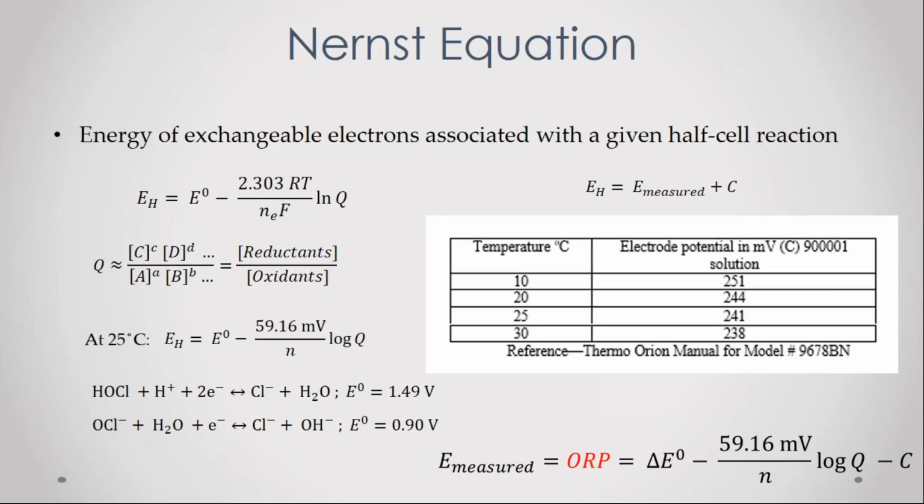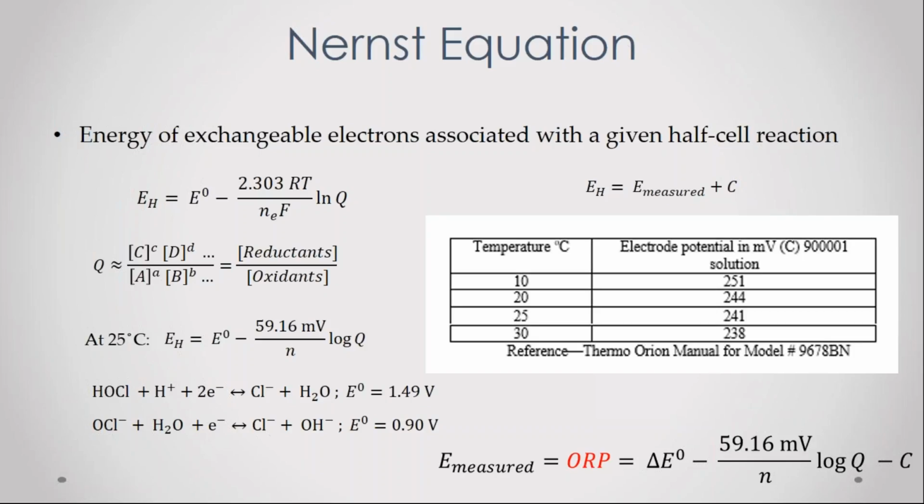Similar activity coefficients, or some activity coefficients for HOCl, for example, is 1.49 volts, and OCl minus is 0.9 volts, and you can see that difference at lower pH and how it has an influence in the standard potential. But one part that can be a little bit complicated is you have to account for this conversion factor.